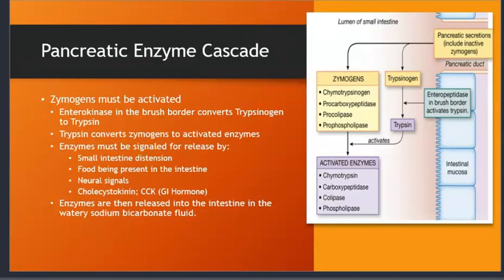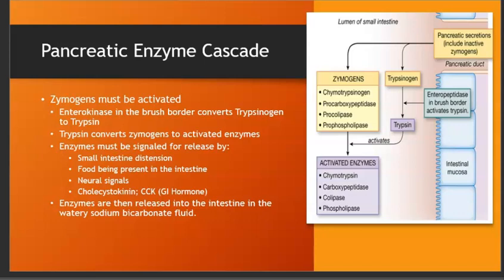There is a pancreatic enzyme cascade. Here we can see the image on the right of the screen. You have pancreatic secretions that include zymogens. Zymogens are inactive enzymes. They have to go through the cascade to be activated. Trypsinogen is the inactivated zymogen. It becomes activated by enteropeptidase in the brush border, and once it's activated, it becomes trypsin.